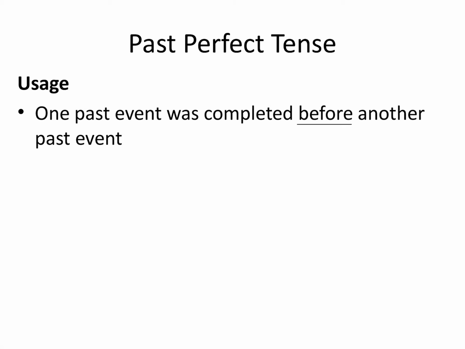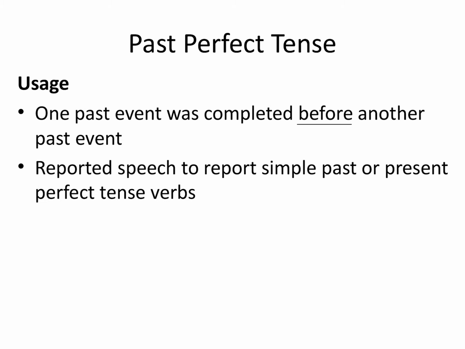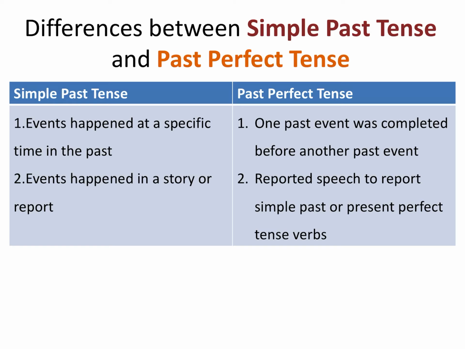We use past perfect tense when one past event was completed before another past event. In other words, there are two past actions, and we only use past perfect tense for the first completed past action. We also use past perfect tense in reported speech to report simple past or present perfect tense verbs, which I think you should have learned by now.